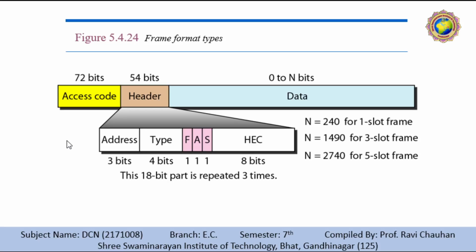A 5 slot frame also uses 259 microseconds for hopping, which means that the length of the frame is 5 into 625 minus 259, which is equal to 2866 bits. Our figure shows the format of the 3 frame types.